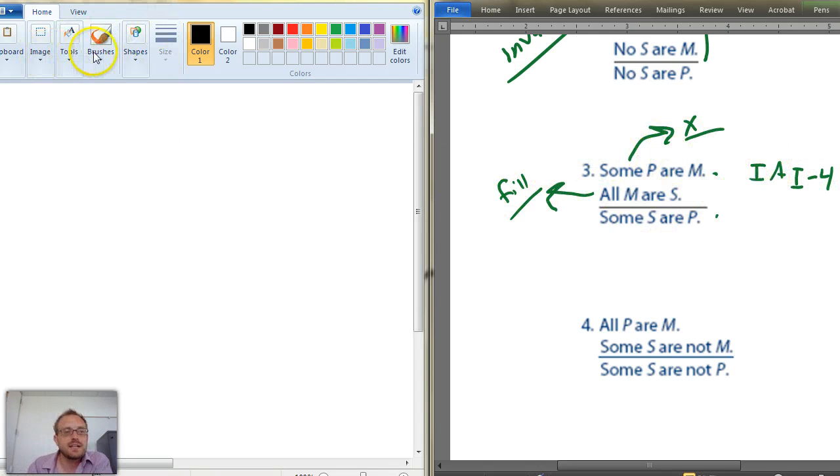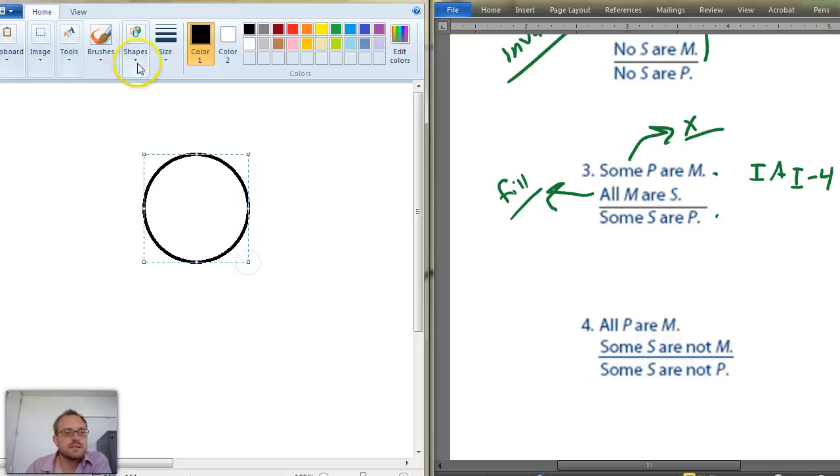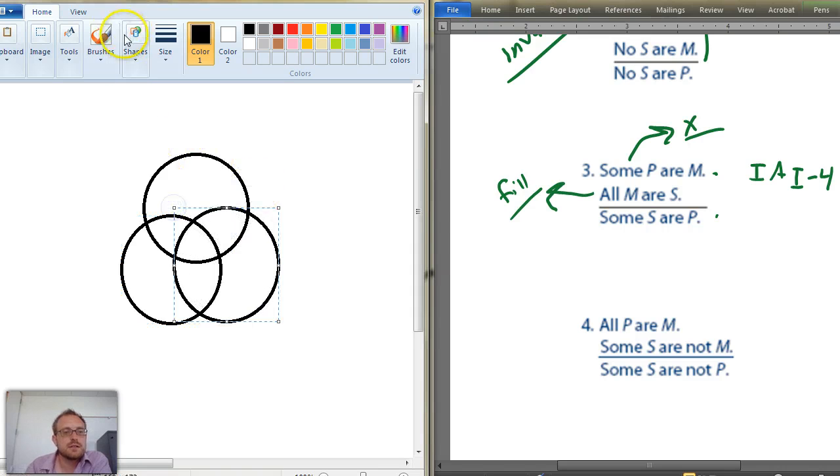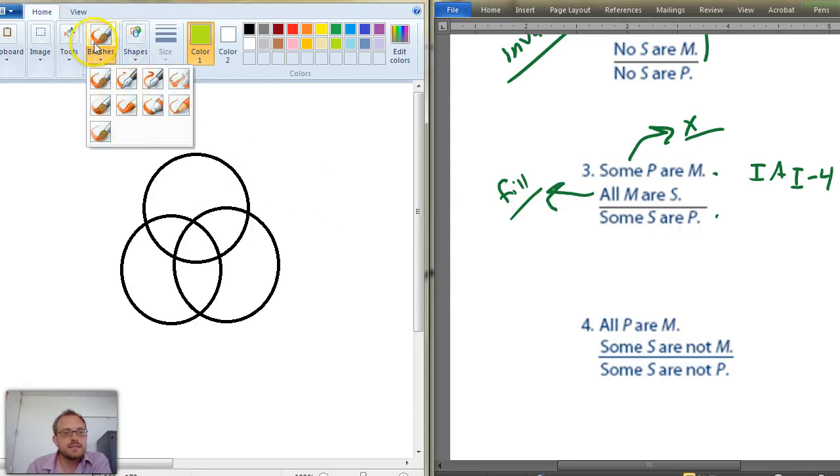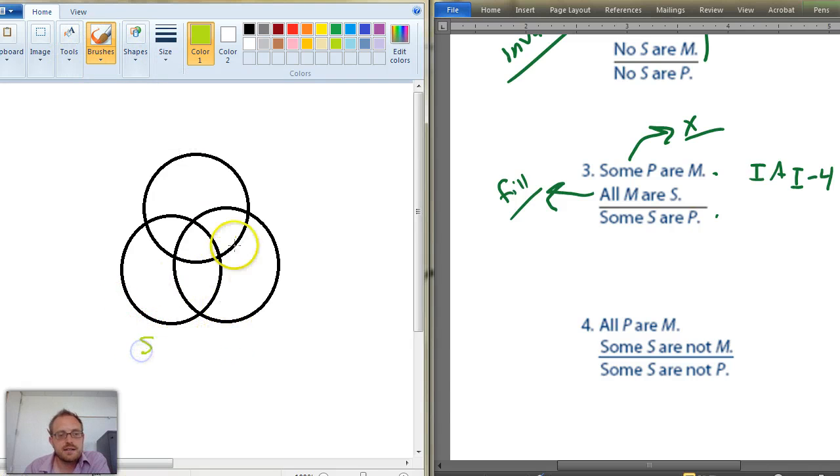Is this valid? Okay, well, let's do our Venn diagram real fast here. Oh, I forgot to label, didn't I? This is our S, this is our P, and this is our M. You always want to remember to label. It's sort of easy to forget, but it's important that you do so. Okay, so let's start with the universal. Always start with the universal if you have a particular, and that's all of the M's are S's.